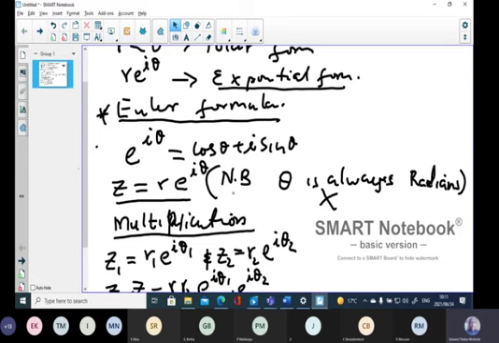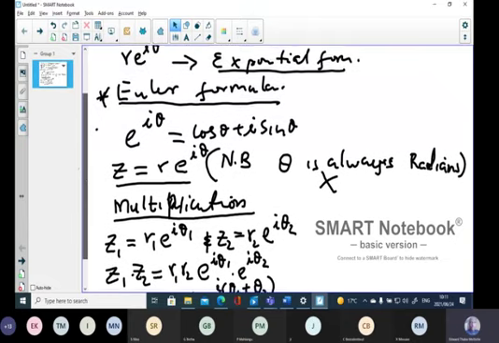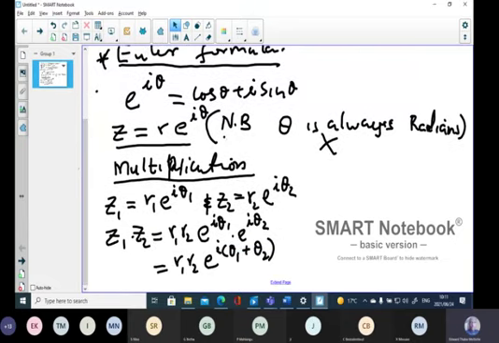And then I said you should note that at all times make sure that your angles are in radians. If you fail to do that, it's not going to be marked because this is important. It only exists in this exponential form in radians. Okay. Then I discussed multiplication.